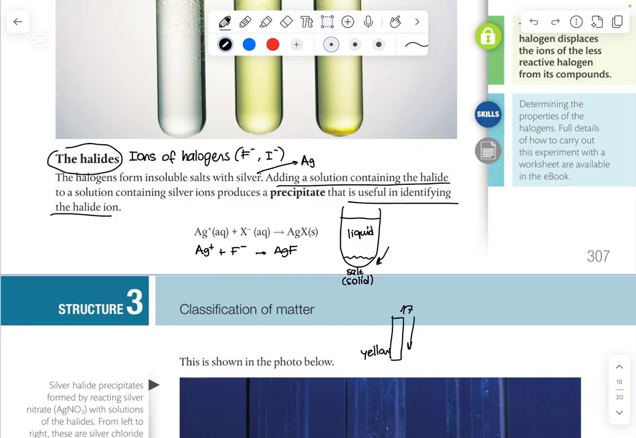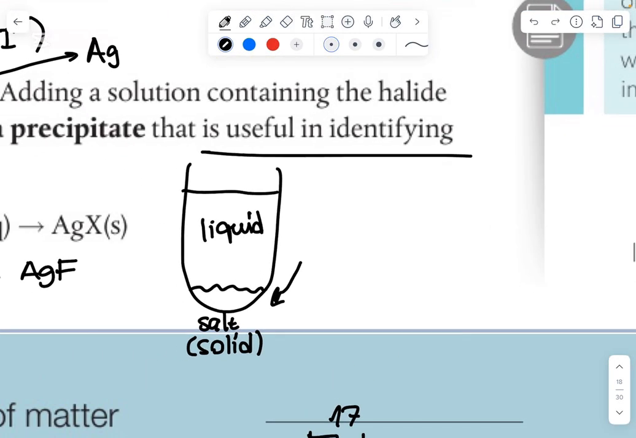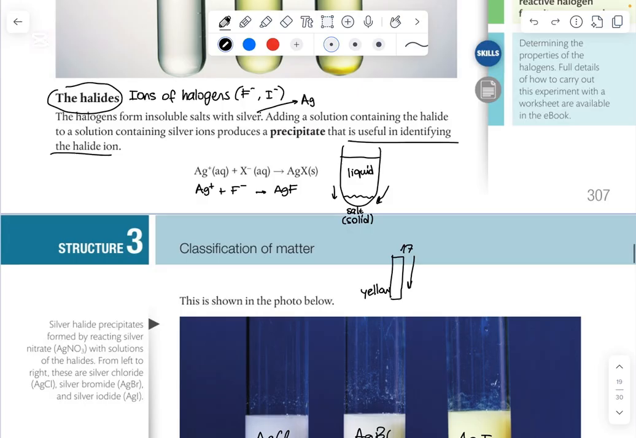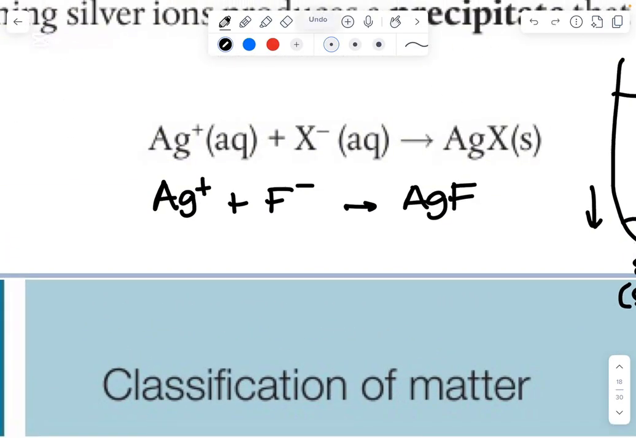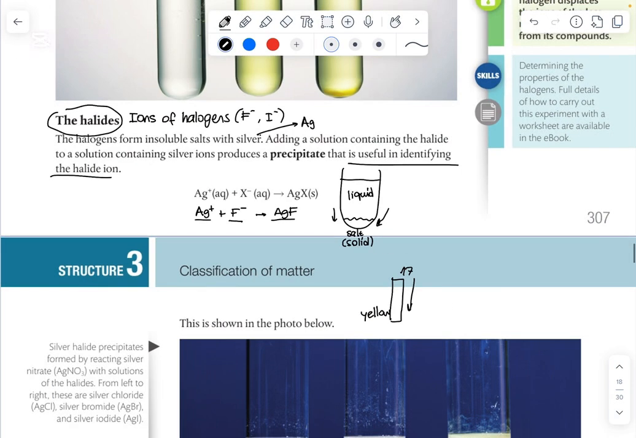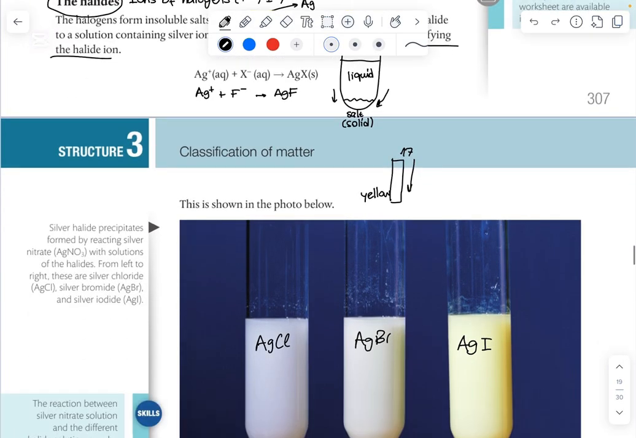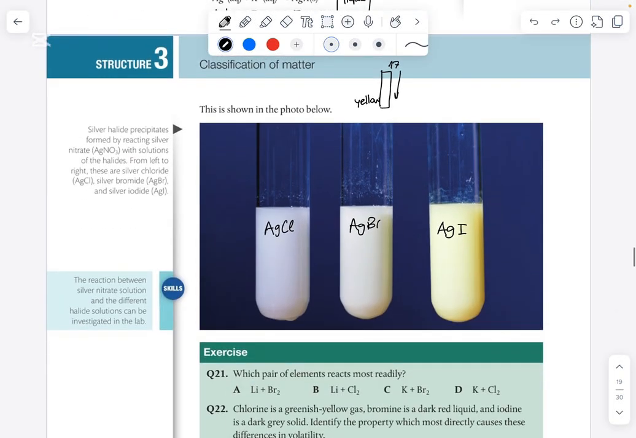Adding a solution containing the halide to a solution containing silver ions produces a precipitate. A precipitate is basically, in a liquid, the solid that sinks to the bottom. It's an insoluble salt, and it's useful in identifying the halide ion. As you can see from this reaction, the silver ion and the fluoride ion produce a silver fluoride salt.